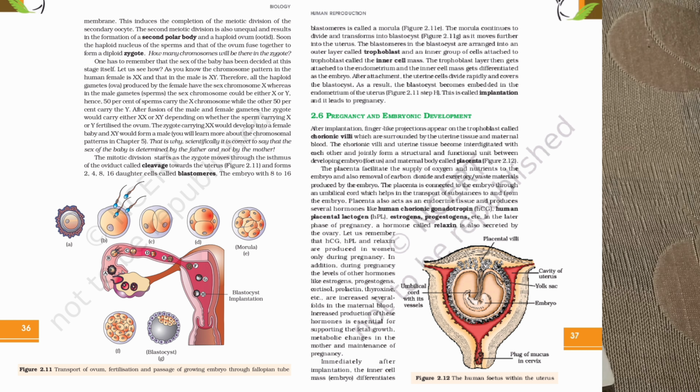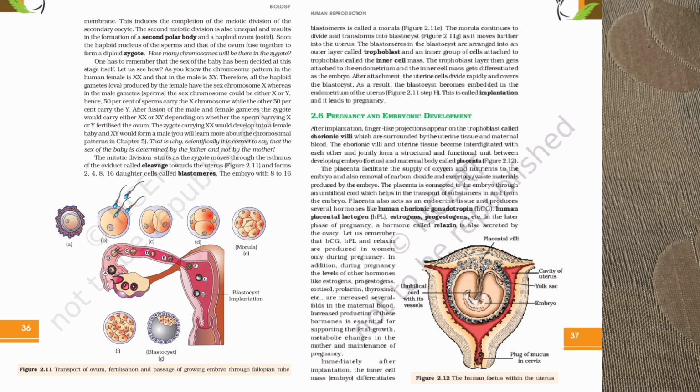After fusion of the male and female gametes, the zygote will carry either XX or XY depending on whether the sperm carrying X or Y fertilizes the ovum. The zygote carrying XX will develop into a female baby and XY will form a male. You will learn more about the chromosome patterns in the next chapter. That is why scientifically it is correct to say that the sex of the baby is determined by the father and not by the mother.